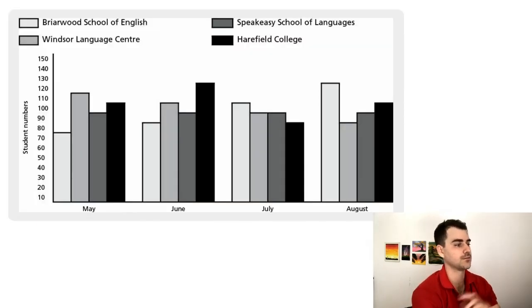The first one is the number of students attending four language schools over the course of four months. So May, June, July, and August. And we also have the student numbers on the side. The four schools are called Briarwood School of English, Windsor Language Center, Speakeasy School of Languages, and Harefield College.